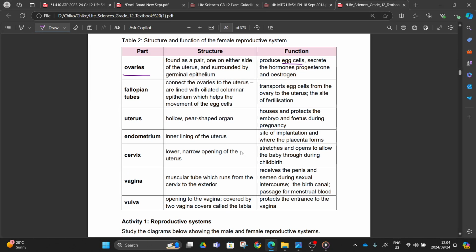Ovaries produce eggs, fallopian tube, site for fertilization, uterus houses and protects embryo and fetus, endometrium, a site for implantation and placenta formation, cervix, this one is going to stretch and open to allow childbirth, vagina, receives the penis and semen during sexual intercourse, childbirth canal, and then the vulva, they protect the entrance of our vagina.